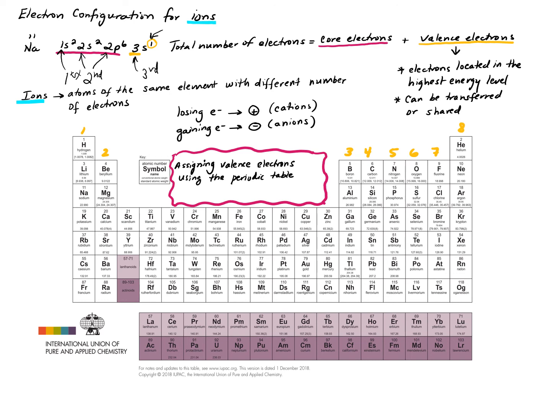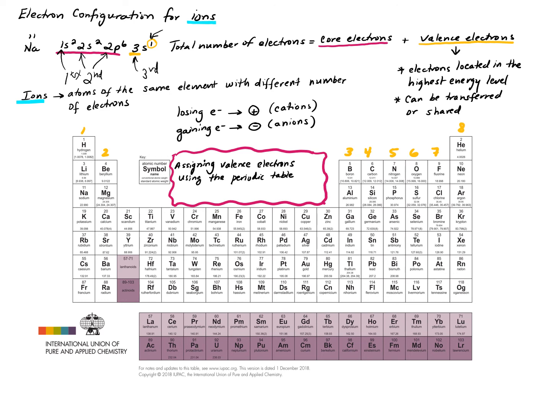Everything in group 2 will have an electron configuration that ends in s2, okay? Depending on the period. For beryllium, you have 2s2. For calcium under magnesium, you will have 4s2. Okay? But everything is s2. So group 2 will have two valence electrons.